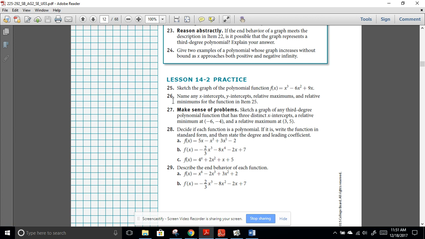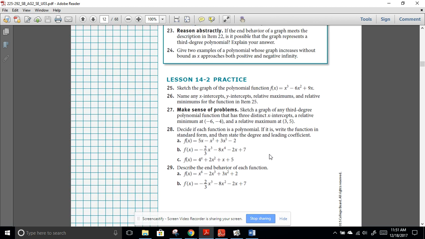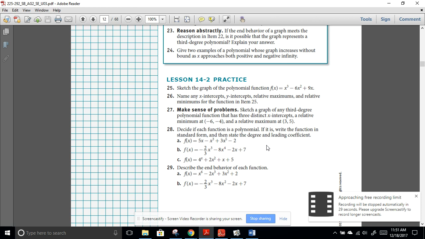So here is your homework, numbers 25 through 29 on page 236, and you also have a 10 question, it says it's a test. It's not a test. It's just a homework assignment that is on It's Learning. So all of that is to show your understanding of this lesson.